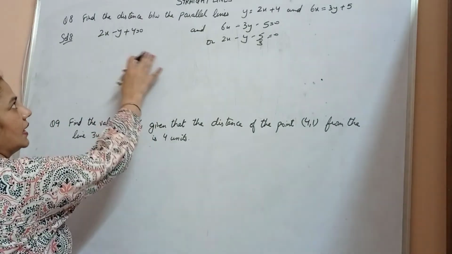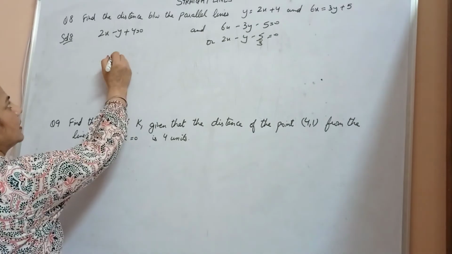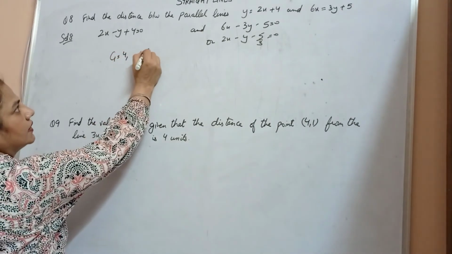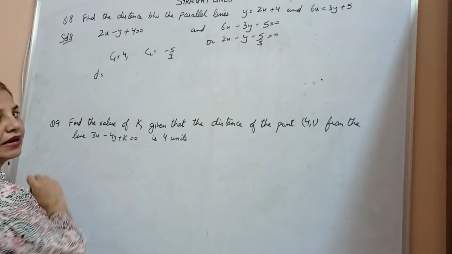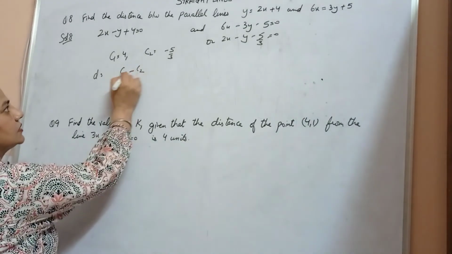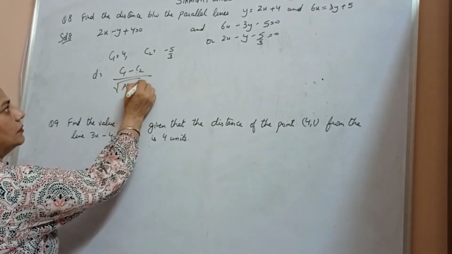Now here the lines are parallel. The constant c1 is 4 and the other constant c2 is minus 5 by 3. The distance between the two parallel lines is given as mod c1 minus c2 under root of a square plus b square.